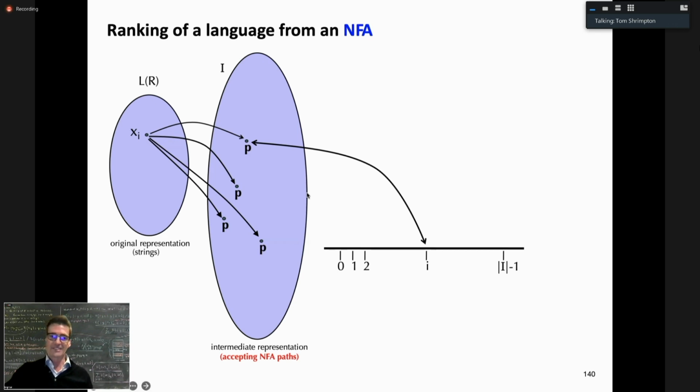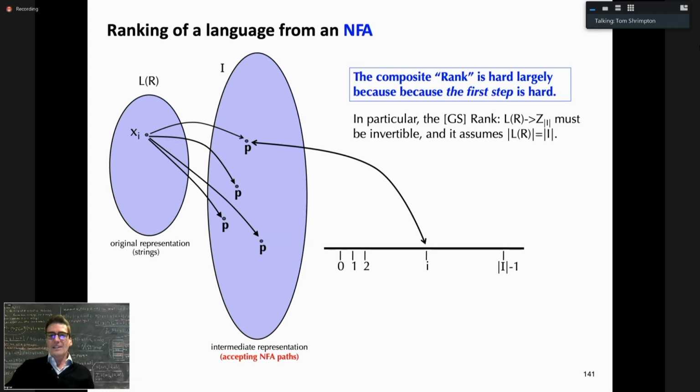And that means that the size of the intermediate representation set can be much, much bigger, exponentially bigger than the size of the language you actually care about. So even if you can rank here, this is the problem: you end up with this huge blowup in the size of the intermediate representation. So the reason that this composite ranking process, when you pull it apart into its two actual steps, becomes PSPACE-complete is mostly because this first step of figuring out how do I go from a language to a path is hard.